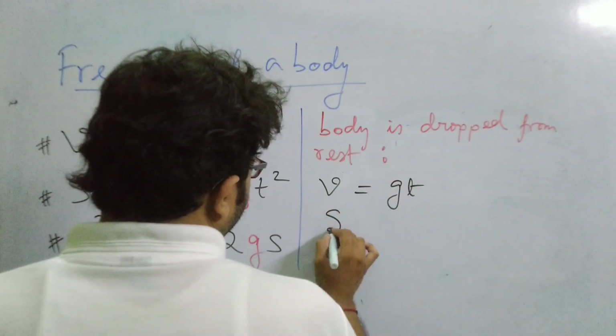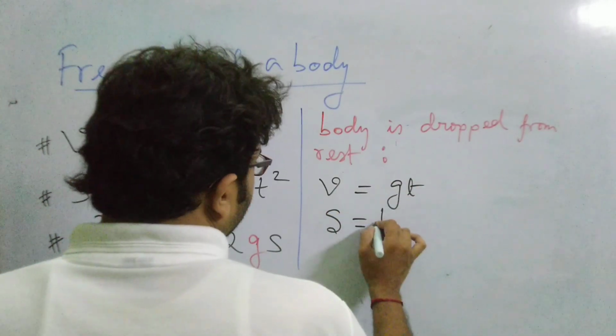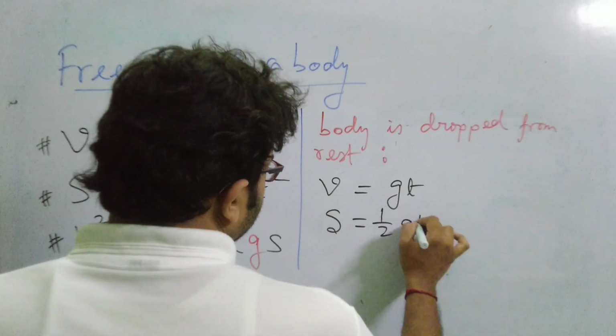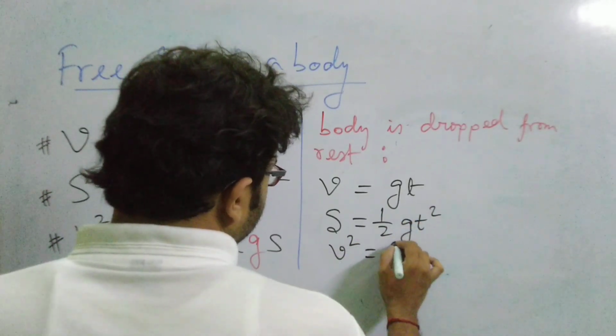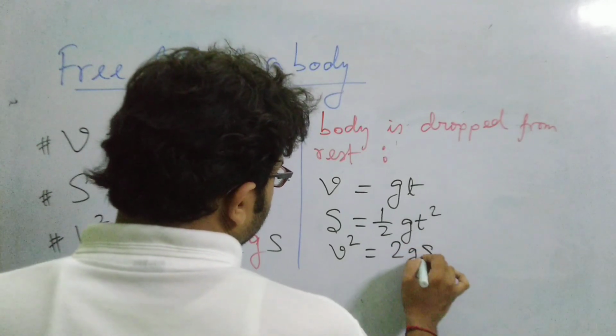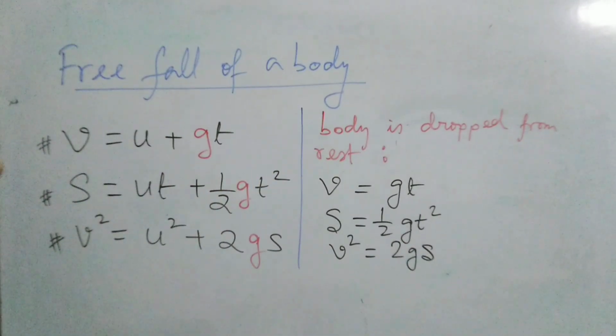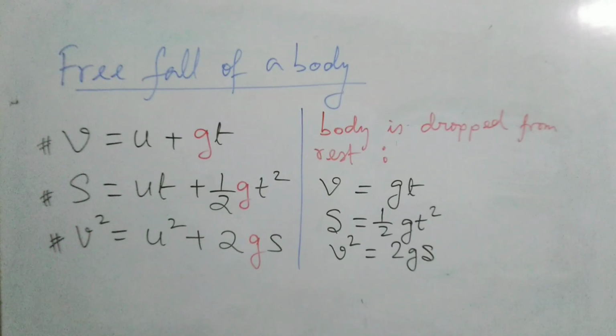S, the height through which the body falls, is equal to only half gt square, and the final velocity v square will be equal to only 2gs. So these are the three equations that you can directly apply while solving for the motion of a body under free fall. That is, when you are just dropping it from a certain height, it being initially at rest. So these are the equations.